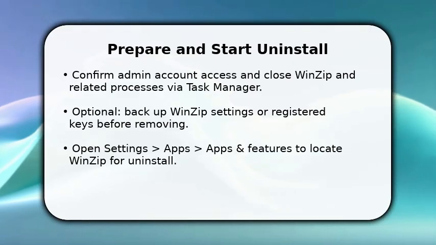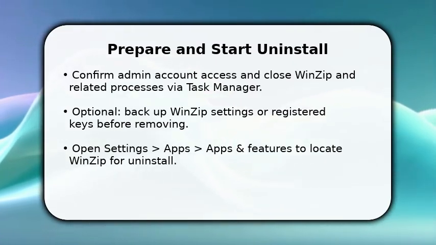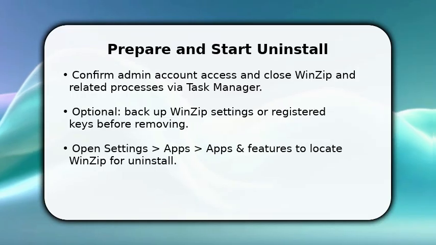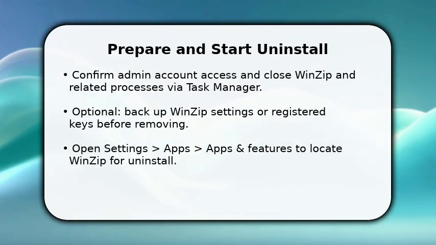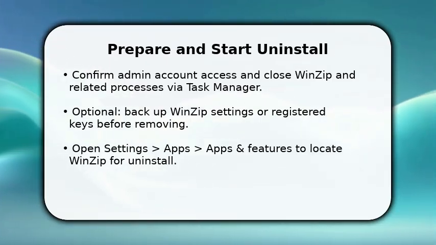Enjoy the video. You start by making sure you are using an administrator account and that WinZip is not running. Once done, press the Windows key, type Settings, open Apps and Features, and find WinZip in the list. Make sure to right-click or use the three-dot menu and select Uninstall. This triggers the built-in removal.